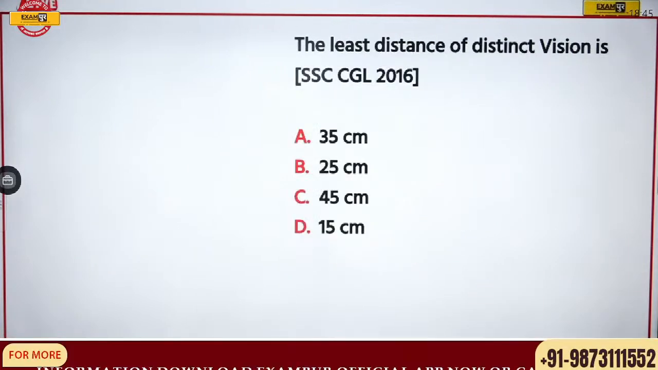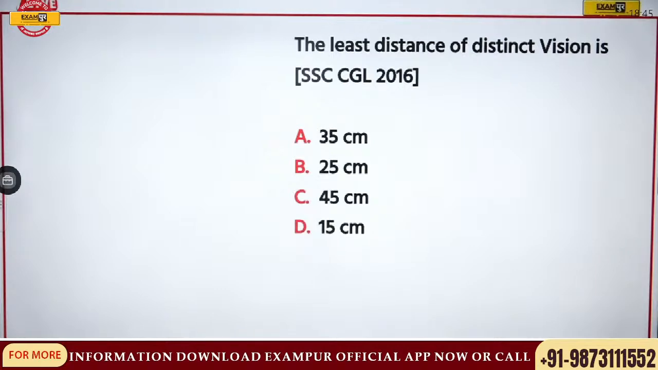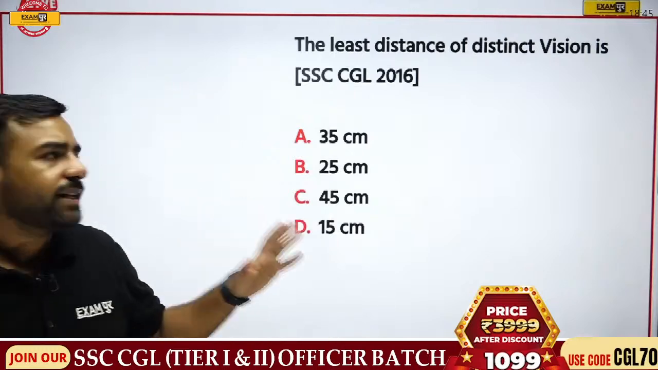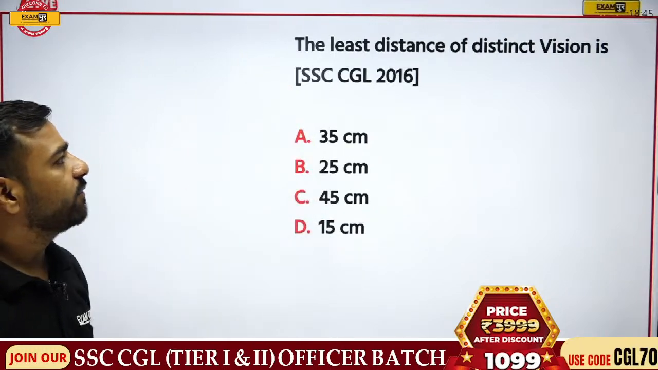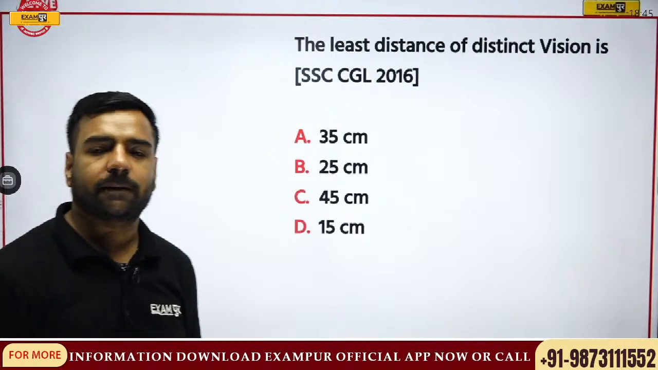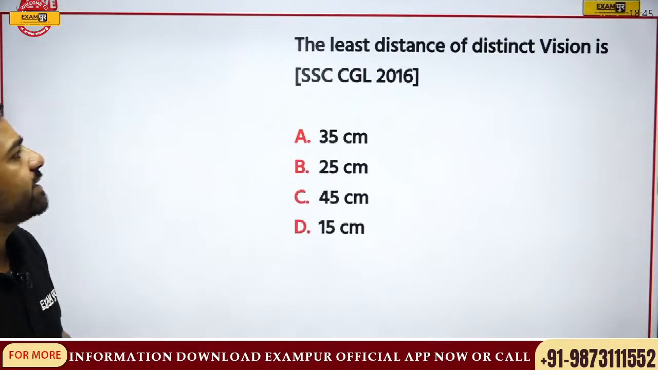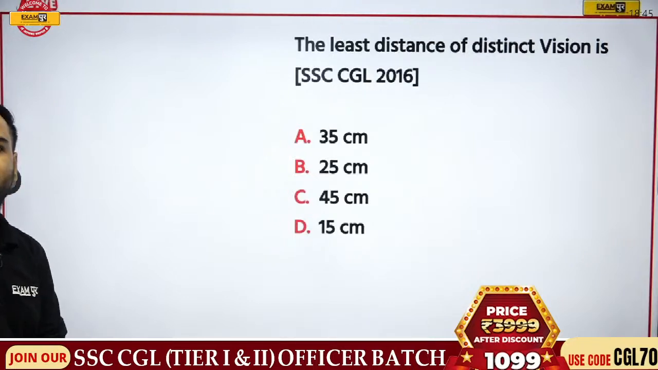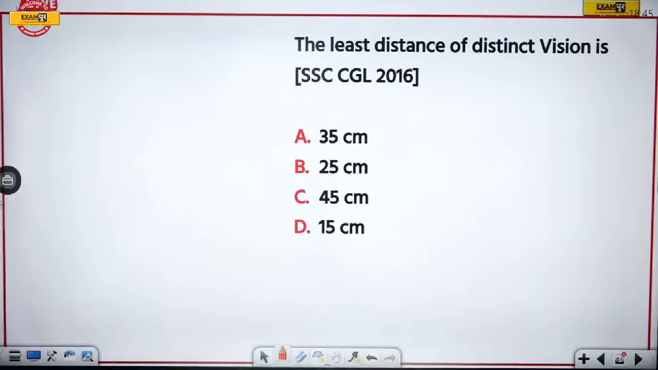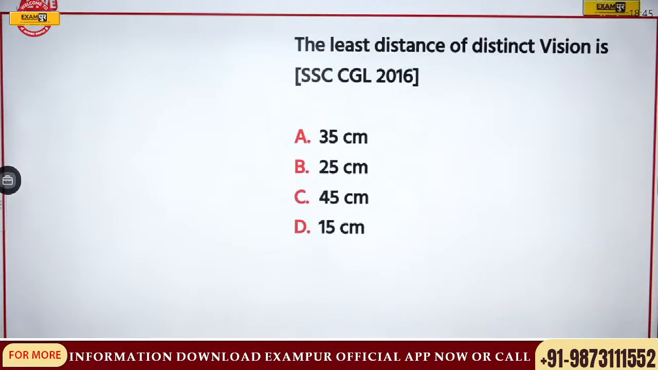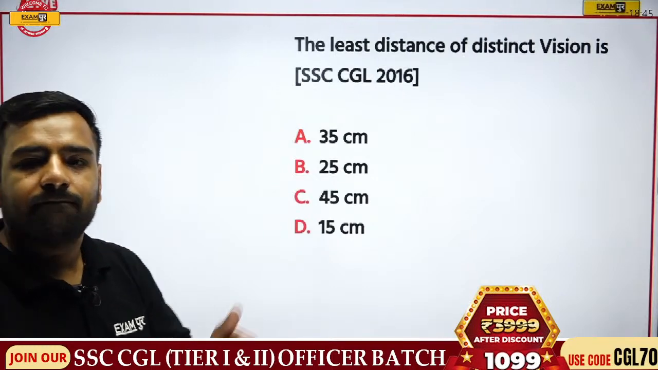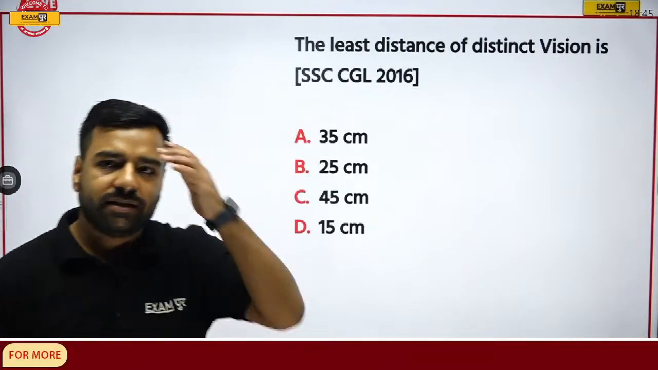The least distance for distinct vision is dash. So if you want to read clearly, what is the least distance for the best vision? What would be the correct answer? The least distance for distinct vision is what? Is it 35 centimeter, 25, 45 or 15? What is the correct answer here? Answer please.